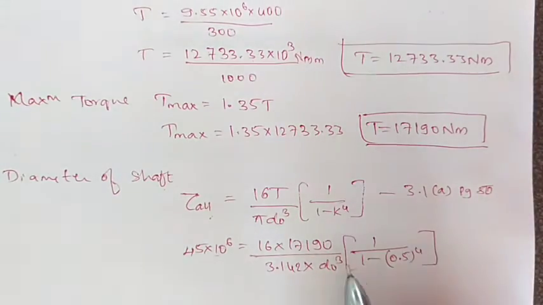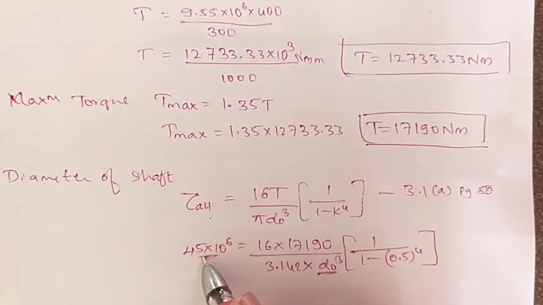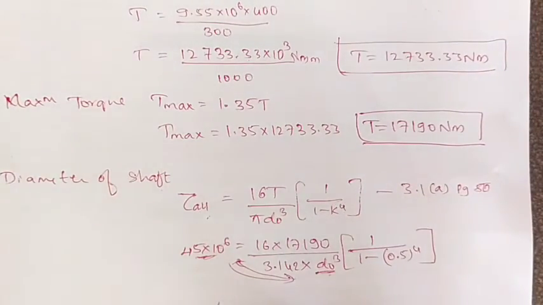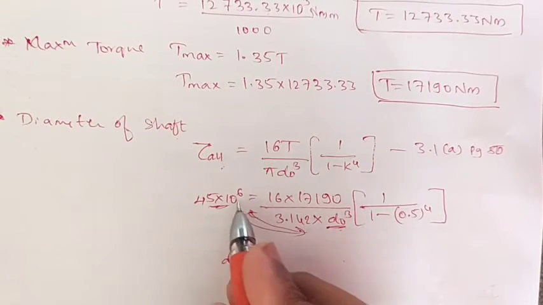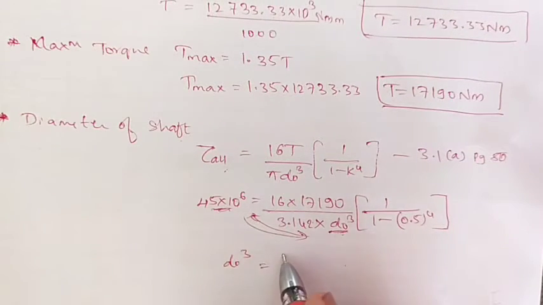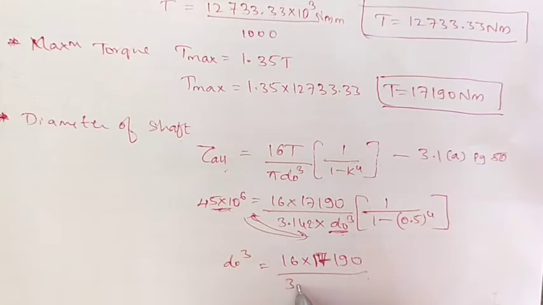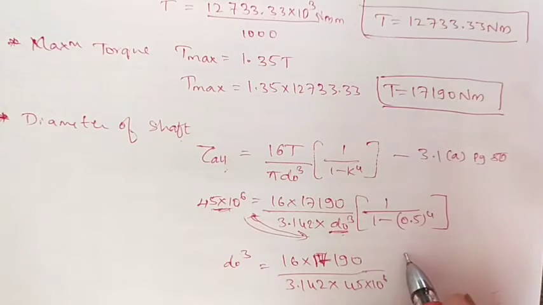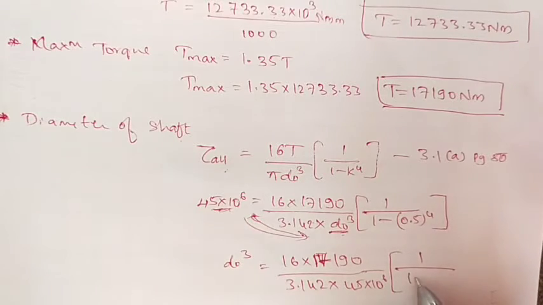Now shift this d naught here and 45 here, mutually you just shift both. So d naught cubed you shift here, and 45 here. 16 into 17,190 divided by 3.142 into 45 into 10 raised to 6, into 1 divided by 1 minus 0.5 raised to 4, which is 0.0625 you will get.